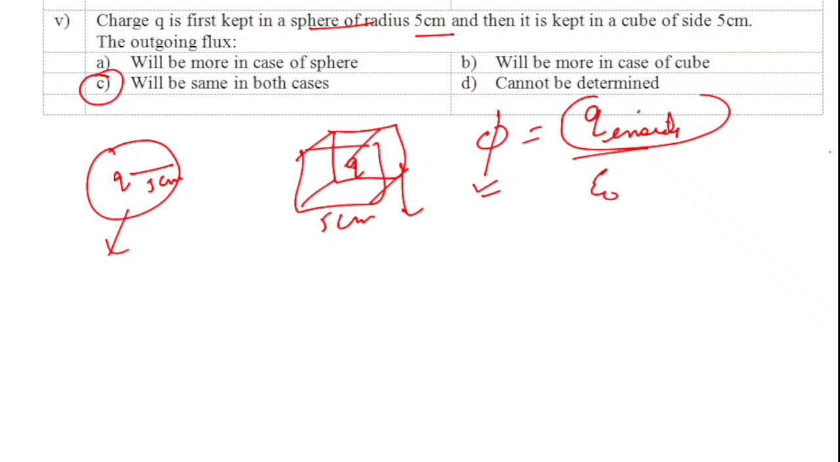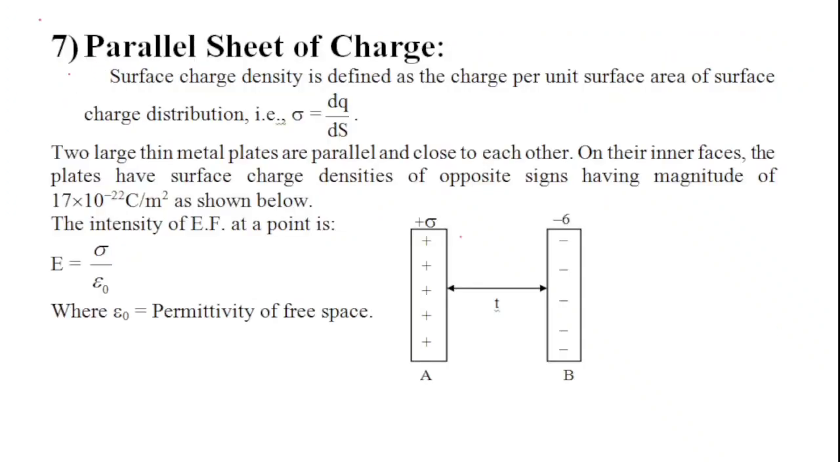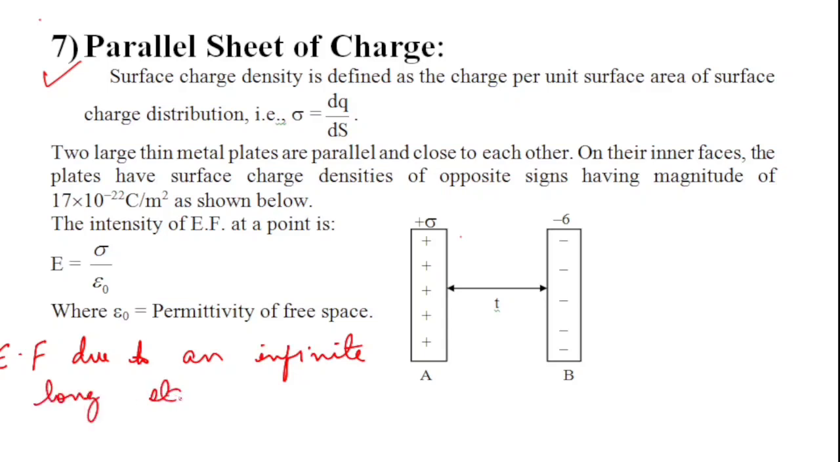After this, the 7th and last case study is based on applications of Gauss Theorem. You know there are different applications of Gauss Theorem. Number 1, Gauss Theorem is used to determine electric field due to an infinite long straight wire. You know what is the electric field due to an infinite long straight wire? E equal to lambda by 2 pi epsilon naught r, at a distance r. This is the electric field due to an infinite long straight wire. Lambda is the linear charge density.